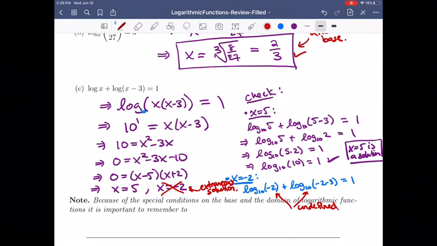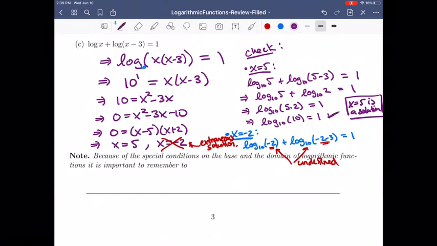The reason why it kind of works is because when I put these together, I end up with negative 2 times negative 5, so I end up with a positive number. But because it's written like this with the plus, I need it to be defined at both of these logs. Because they're not defined, I throw away that solution. So the only solution is x equals 5.